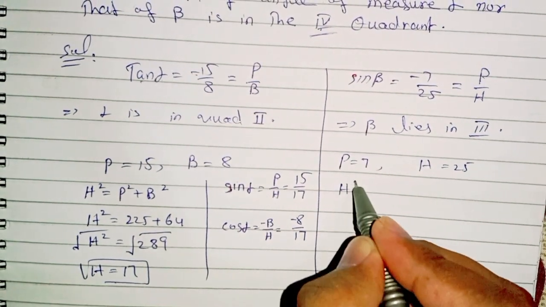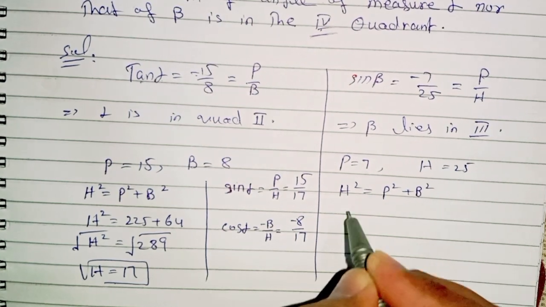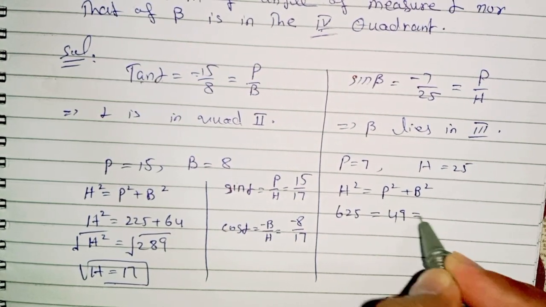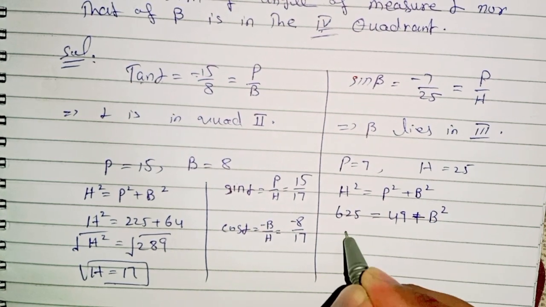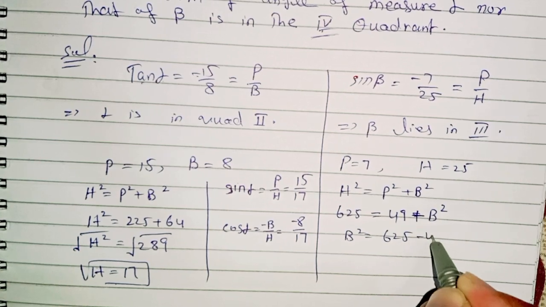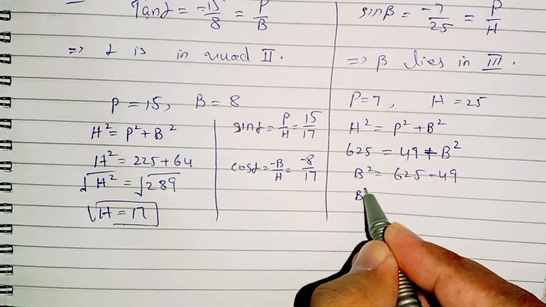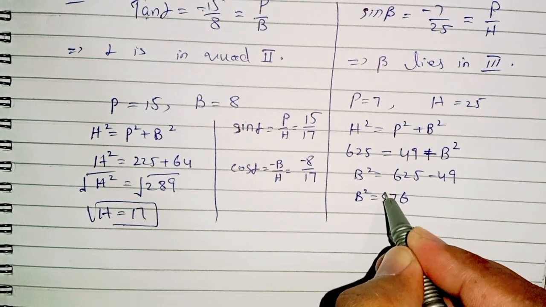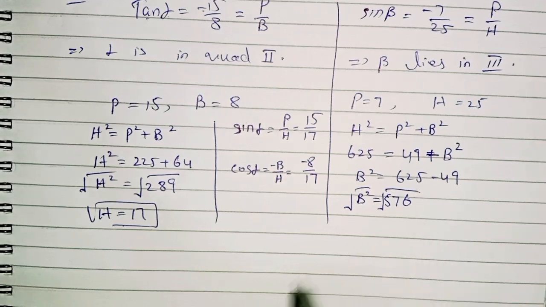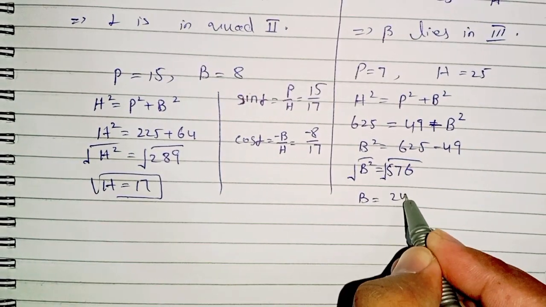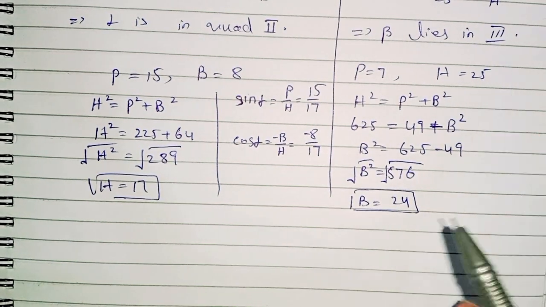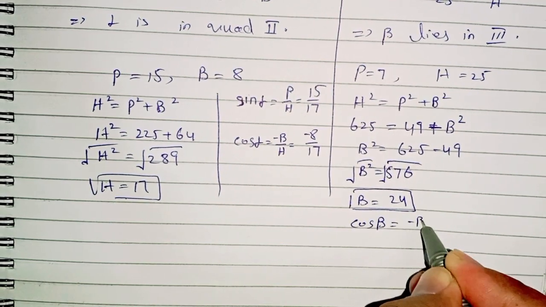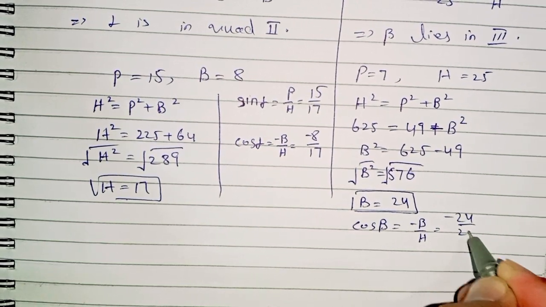By Pythagoras theorem, H square is equal to P square plus B square. So the square of 25 is equal to 625, which is equal to 49 plus B square. B square is equal to 625 minus 49. B square is 576. Taking square root on both sides, B is equal to 24. And in the third quadrant, cos is negative. The formula for cos beta is equal to minus B over H, which is minus 24 over 25.